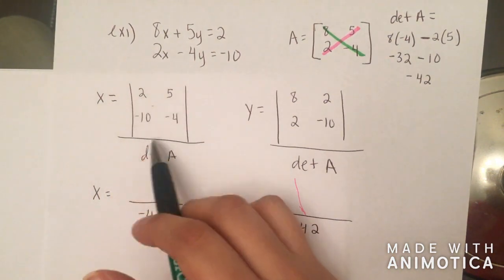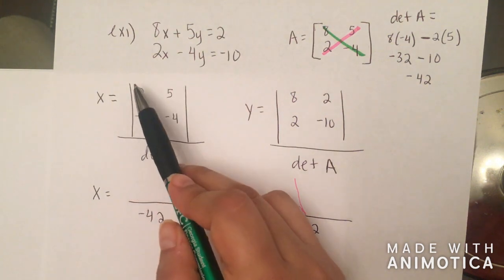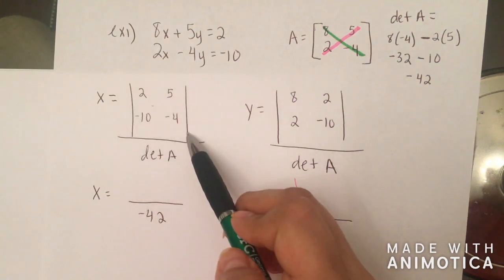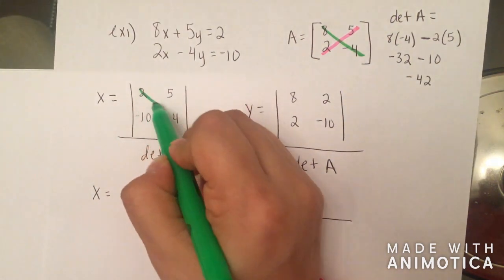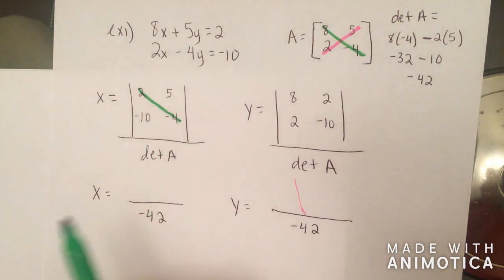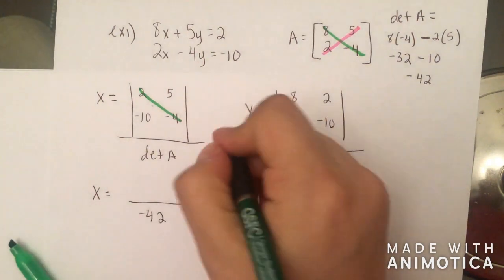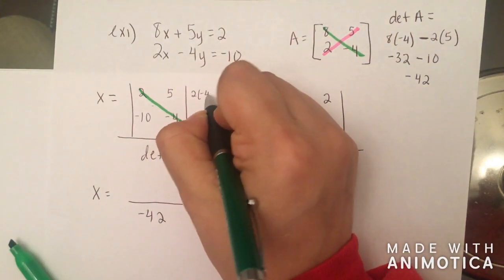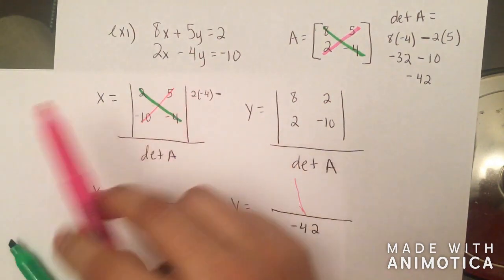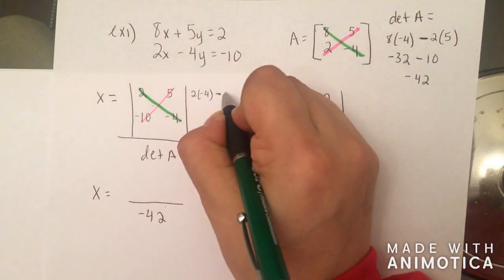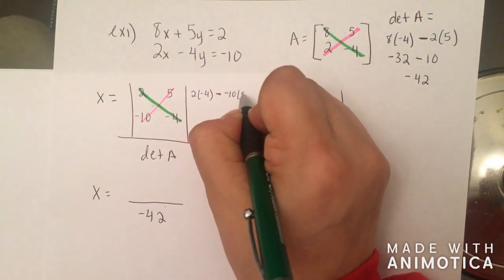So now I'm going to find the determinant of this matrix. The lines like this tell us we're looking for the determinant. So I'm going to work them out the same way. It's always in the same direction first. So that is 2 times negative 4 minus, and then it'll be negative 10 times 5.